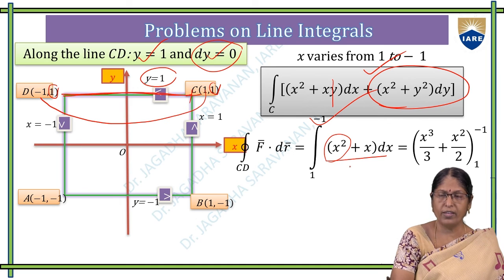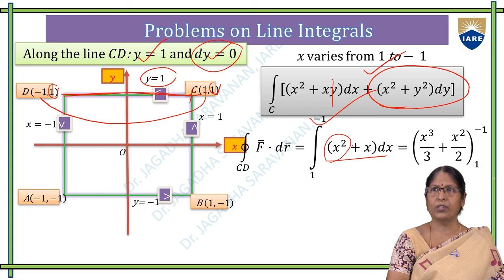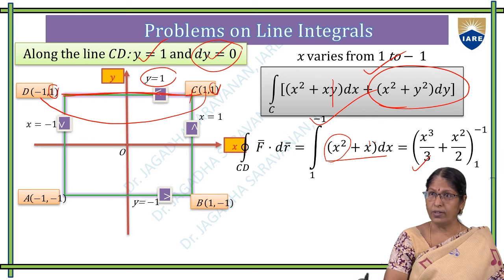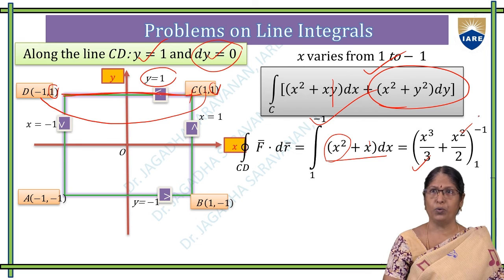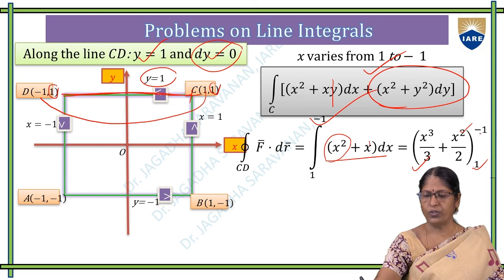For x square, the integral is 2 plus 1 by 2 plus 1, so x cube by 3. For x power 1, it is 1 plus 1 divided by 1 plus 1, so x square by 2. The limits are 1 to minus 1, which is written here.